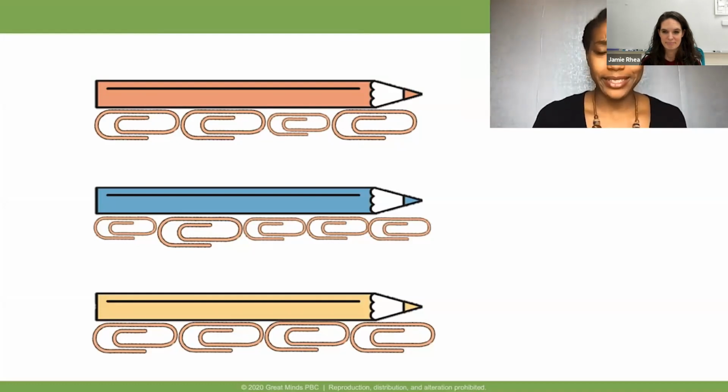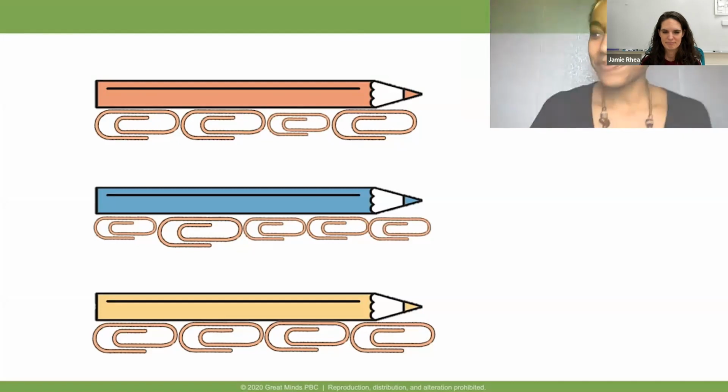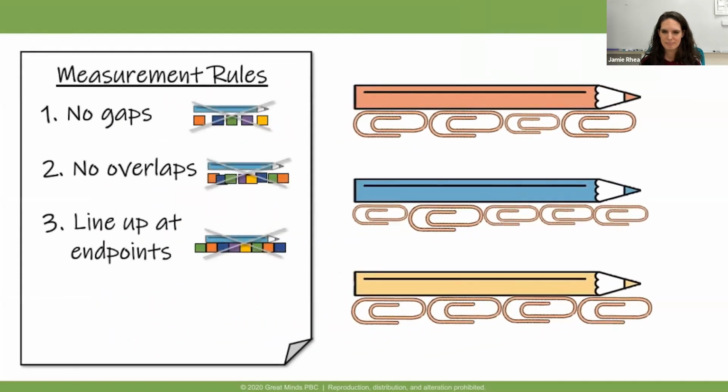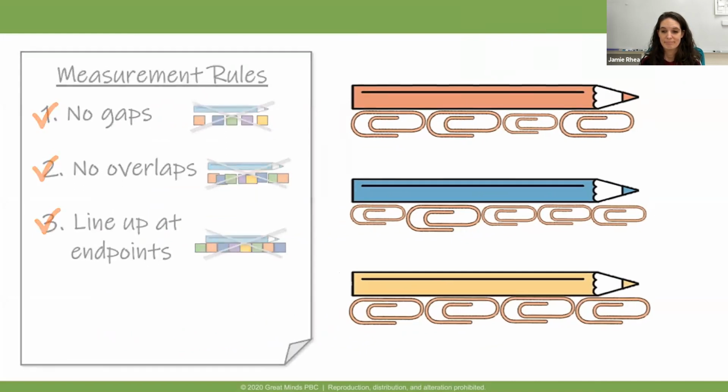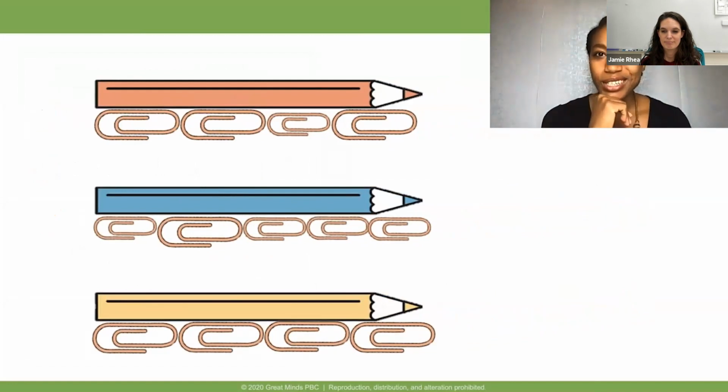We're using paper clips. Let's go back to our anchor chart. Let's review the rules to see where we messed up. We have no gaps, no overlaps, and it looks like we lined up at all the endpoints. So I can't figure out what we did wrong. I'm so confused. Why aren't we getting the same measurement? Take a moment to think, mathematician. Look at the picture and ask yourself, why are we not getting the same measurement? Why don't we need the same number of paper clips for each pencil? What do you think, guys?